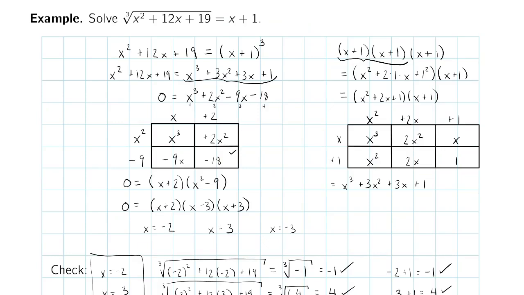We had a variable outside the radical. When we rewrote this in terms of a power function, we got a polynomial equation. We solved that polynomial equation, and that gave us the solutions to the original equation with a radical in it.